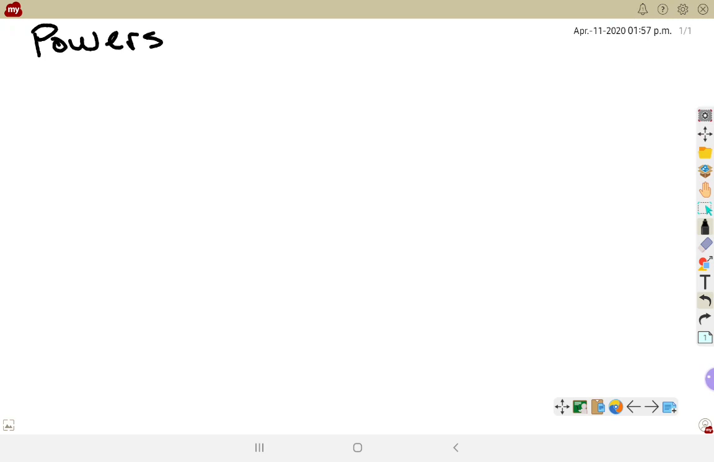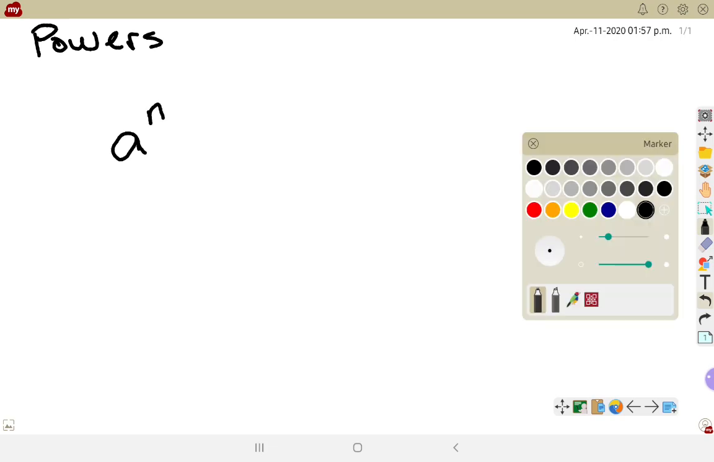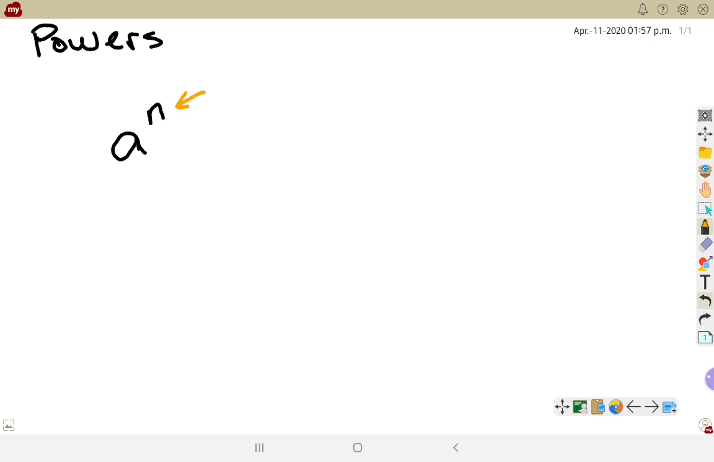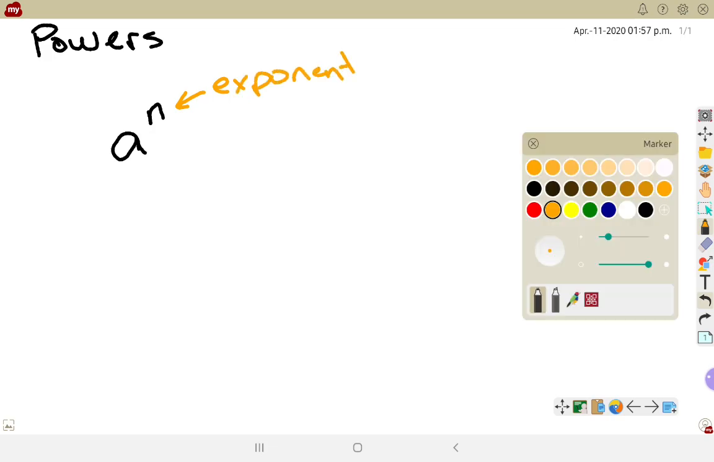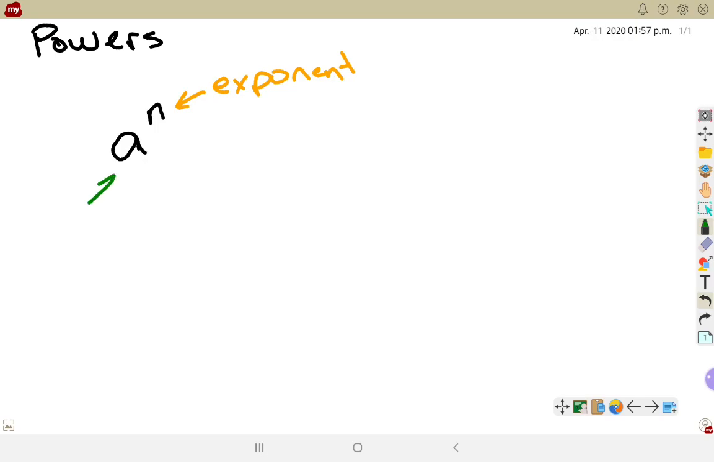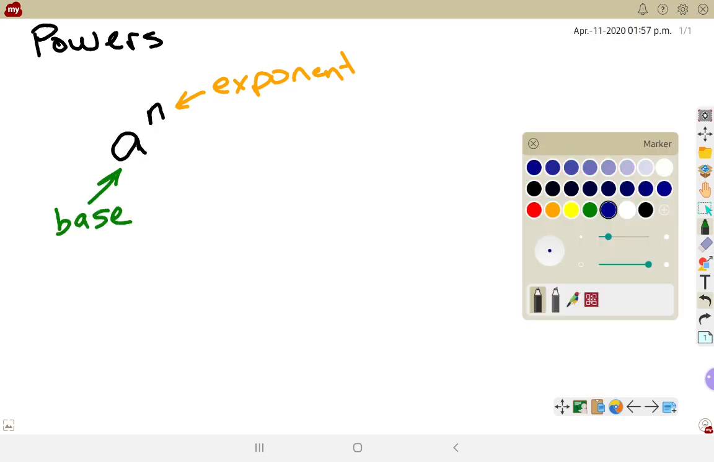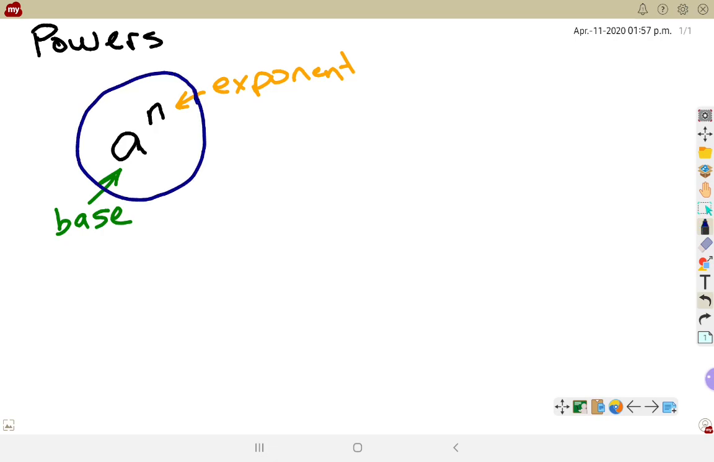Okay, so remember, if I have something like a with an exponent of n, so we're talking about n as the exponent, and a we refer to as our base, and the whole thing together makes a power. Okay, so the power is made up of the base and the exponent.